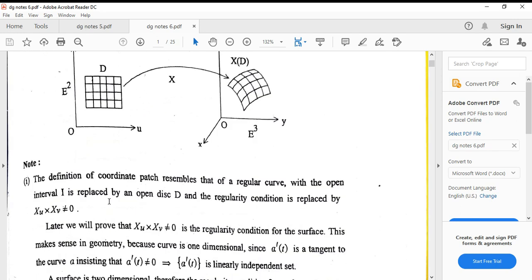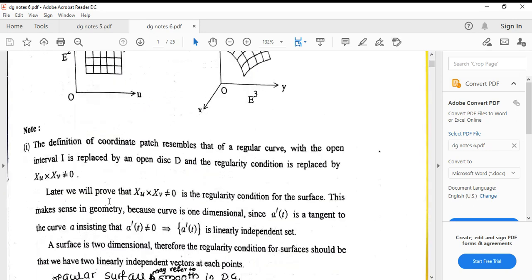So the definition of a coordinate patch involves the regular curve with an open interval. What is a regular curve? Alpha is said to be a regular curve if it is a mapping from an open interval I to R3 space, where the open interval I is a subset of D. And what is the regularity condition? Alpha dash of t should not be equal to 0. Instead of that, we now have this condition of regularity.